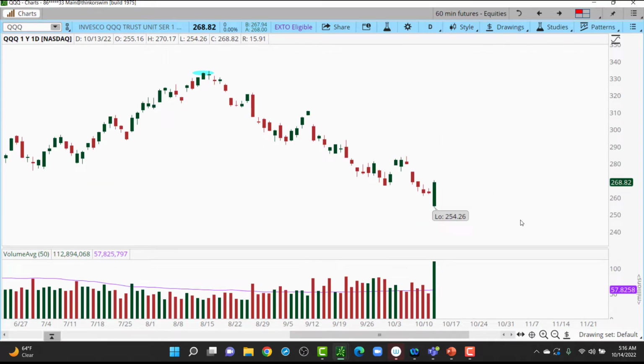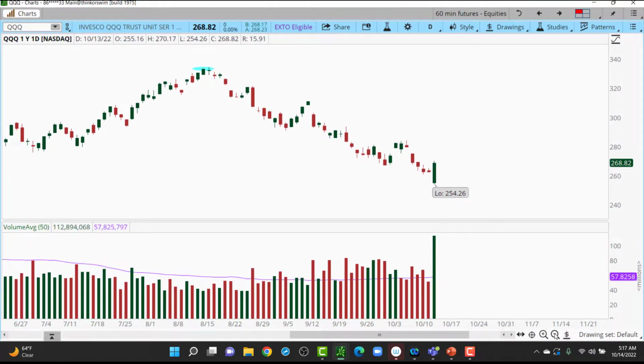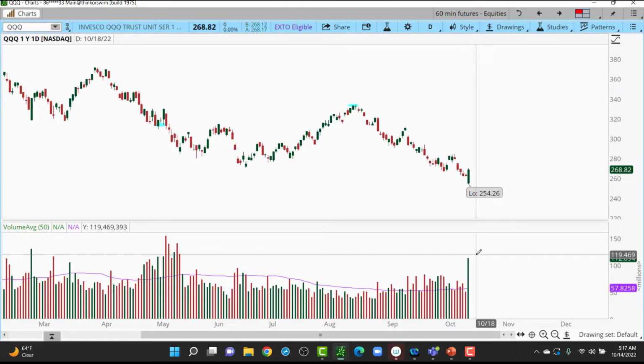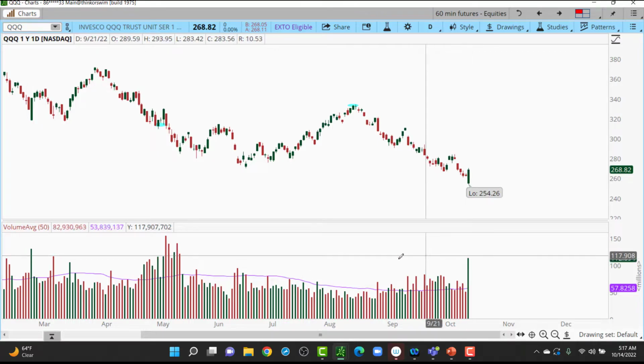Volume shows me how many trades occur during a given period of time, and in this case, how many trades occur during the day. And what you'll notice is that yesterday's trading volume on this chart was the single highest trading day that has existed since the beginning of May.